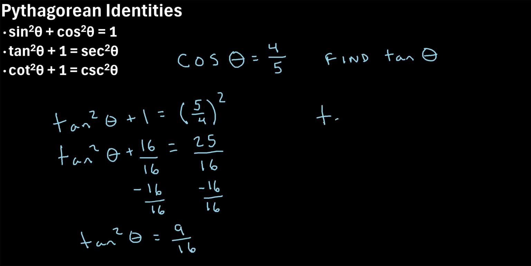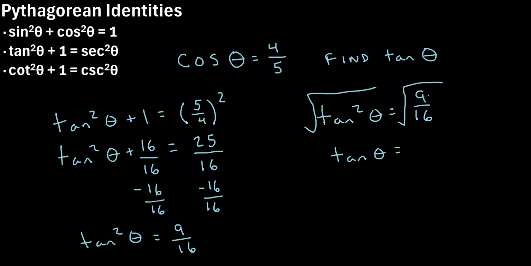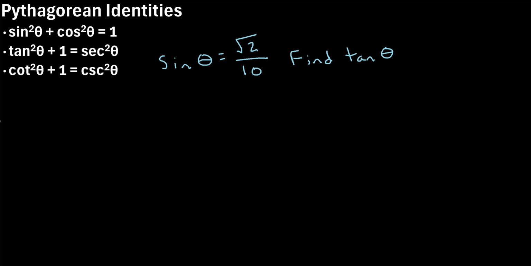So let's rewrite that over here. Tangent squared theta is equal to 9 over 16. To solve for the tangent, we'll just take the square root of each side. So we're left with tangent theta is equal to the square root of 9, which is 3, over the square root of 16, which is 4. So our final answer is 3/4. Tangent of theta is equal to 3/4. All right, let's try one more example.